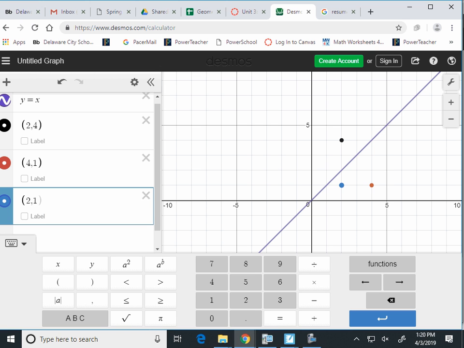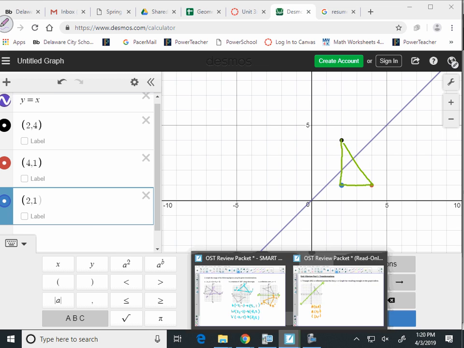And again, if you have an expo marker, you can connect the points on your screen with an expo marker and do all the math in Desmos. It does all the graphing for you. You just have to be able to count. Okay? You're going to do the same thing we did here, but in Desmos.